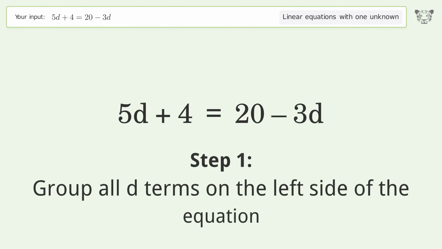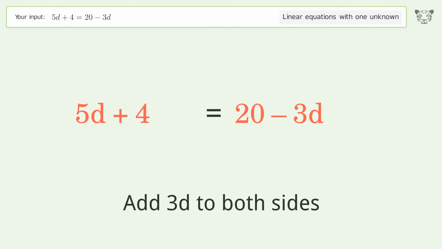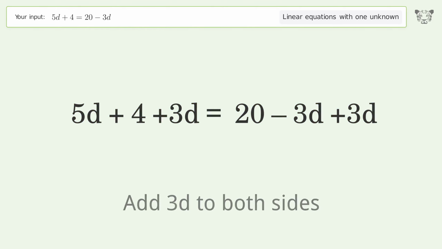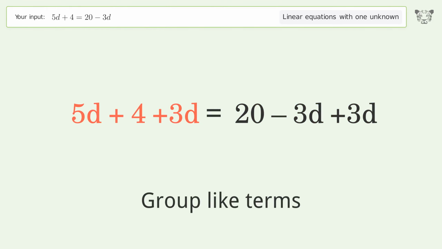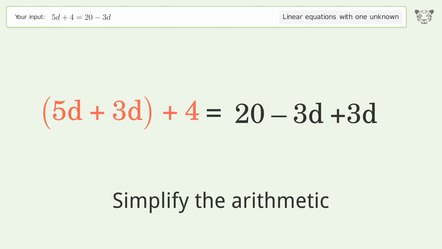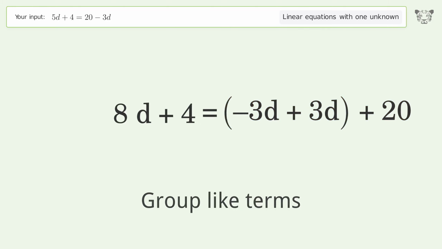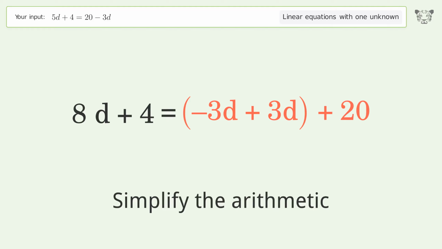Group all d terms on the left side of the equation. Add 3d to both sides. Group like terms. Simplify the arithmetic. Group like terms. Simplify the arithmetic.